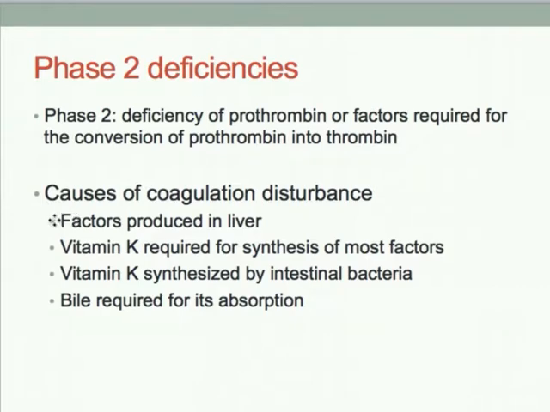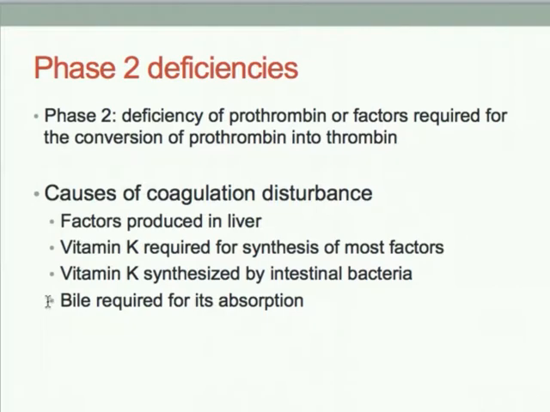So that could be because of liver damage. The factors are produced there. So if the liver is not working appropriately, that could be a cause. Vitamin K can be low in intake. Vitamin K is also synthesized into its active components for coagulation factor creation by the microbiome, by intestinal bacteria. So in cases where there's a disturbance of the microbiome, you can see vitamin K abnormalities.